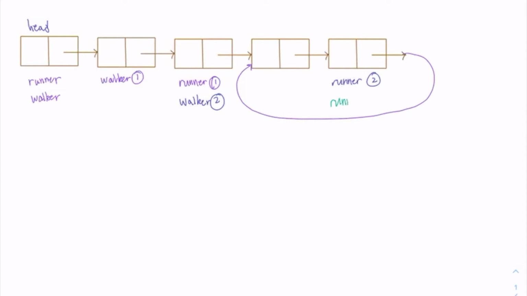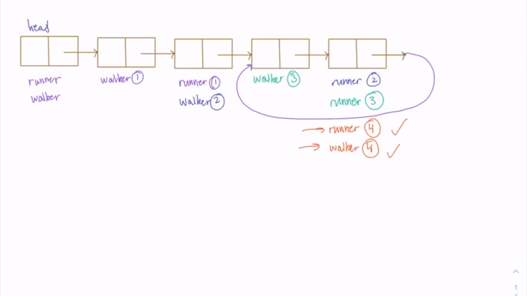So we have runner 3, and then we have walker 3. Finally, runner 4 is going to skip this node and go right back here. So runner 4, and finally walker 4. And we finally found a match where runner and walker are in the same node at the same time. So now that we've proved cyclicity, by showing that runner and walker are at the same place at the same time.